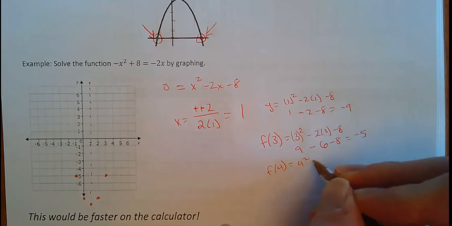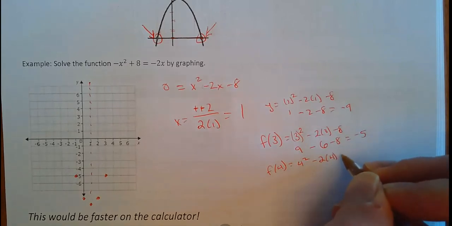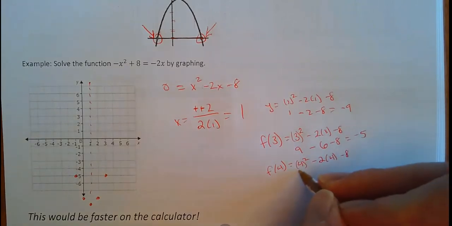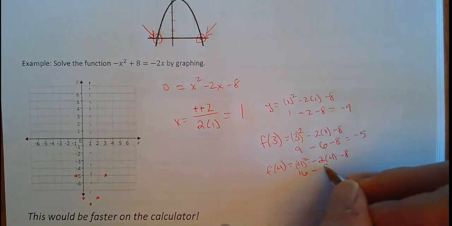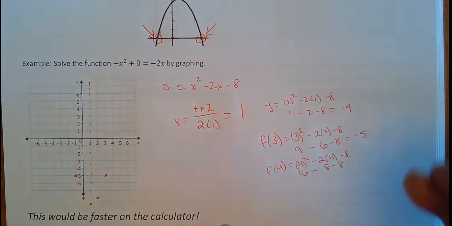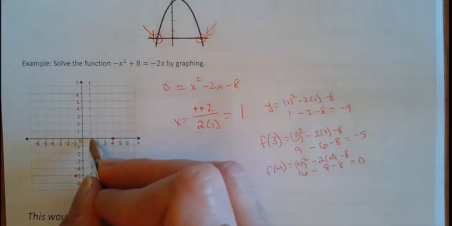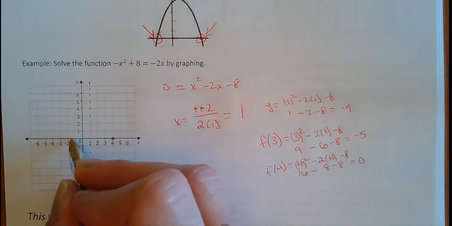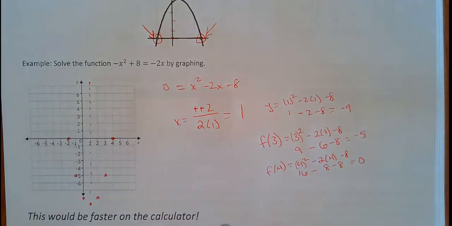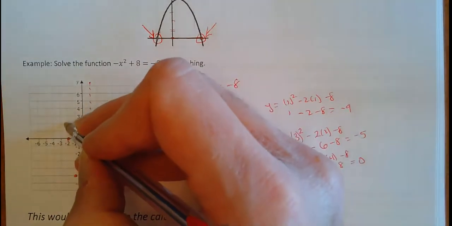So 4 squared minus 2 times 4 minus 8. So it'd be 16 minus 8 minus 8. And that looks like that's a 0. So that'd be right here at 0. So 3 units to the right, go 3 units to the left, and there's another one. So if I graph this guy, it's going to look something like this.